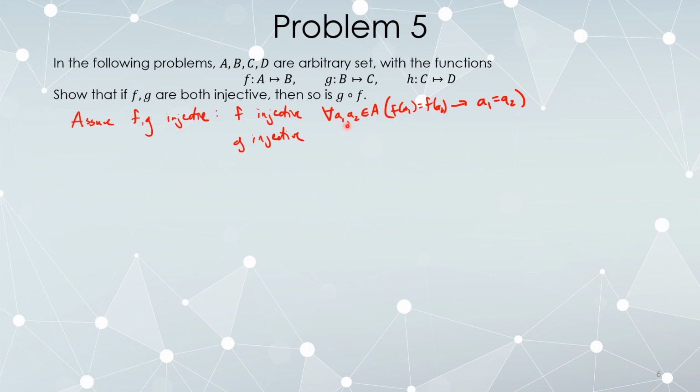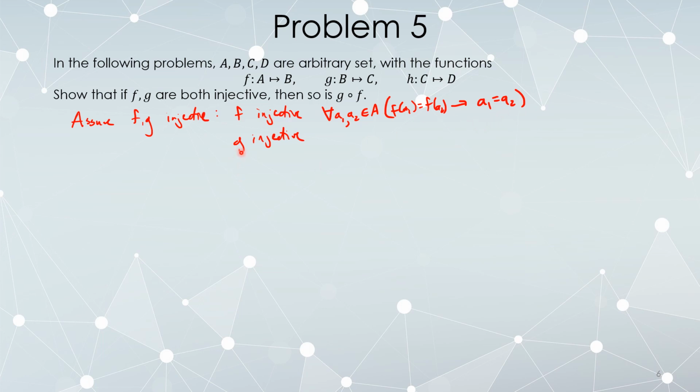For any two elements of the domain, if the function applied to each of them are equal, notice that f of a1 is not in the set capital A. a1 is in the set capital A, but then the function f takes those things and sends them to the set B. So this is in the set B, this is also in the set B. If these two elements of B are equal, then these two elements from the set A are equal.